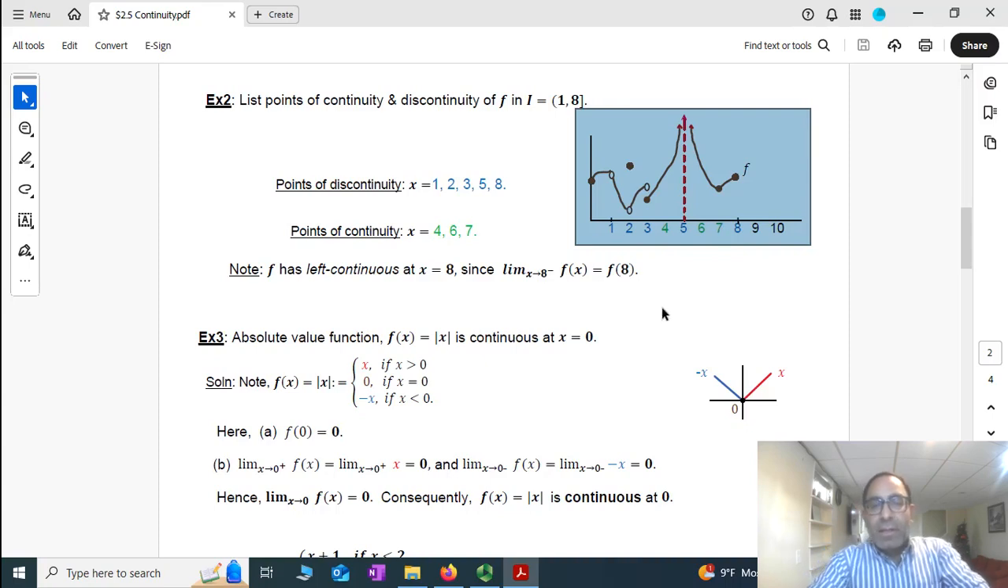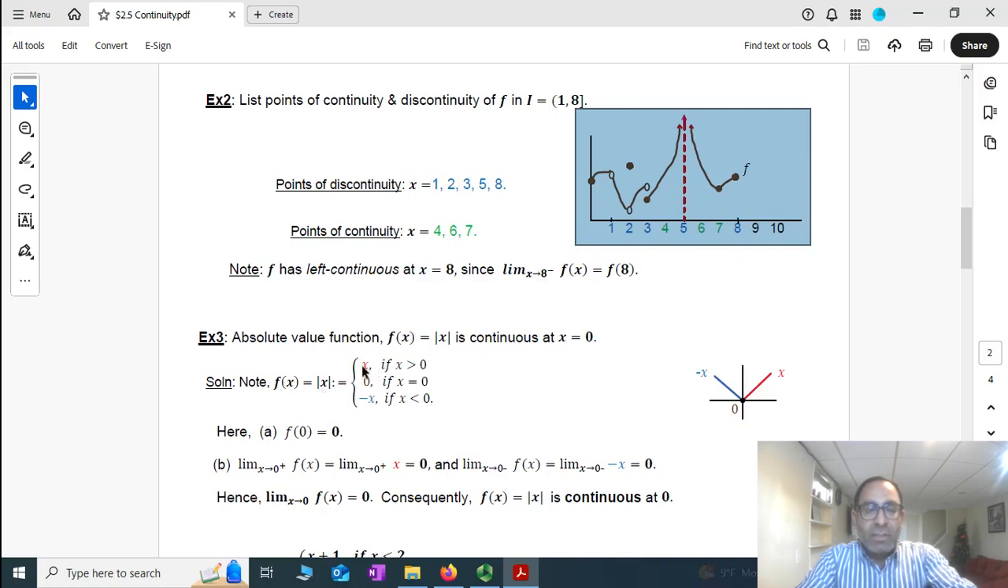Good. Let's continue. Example 3. The absolute value function is continuous at 0. Solution. Since we know the absolute value function of x has 3 pieces here.